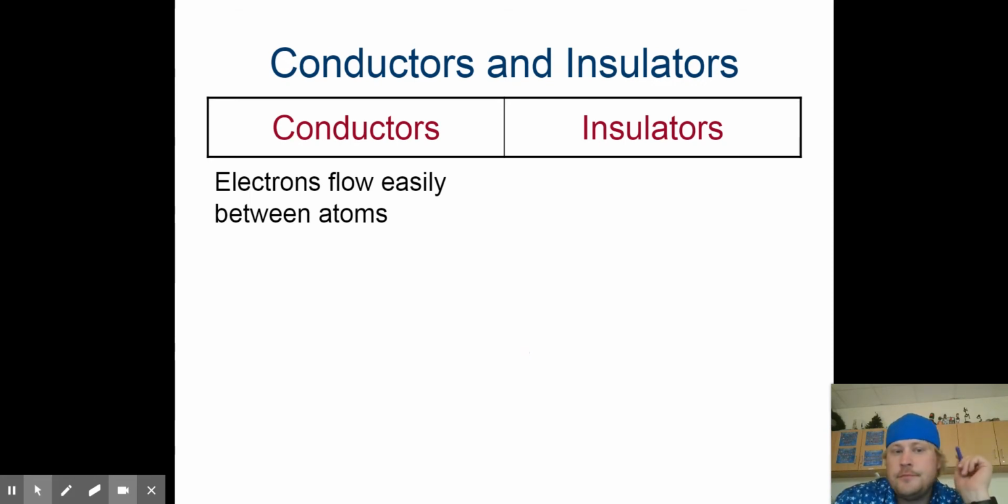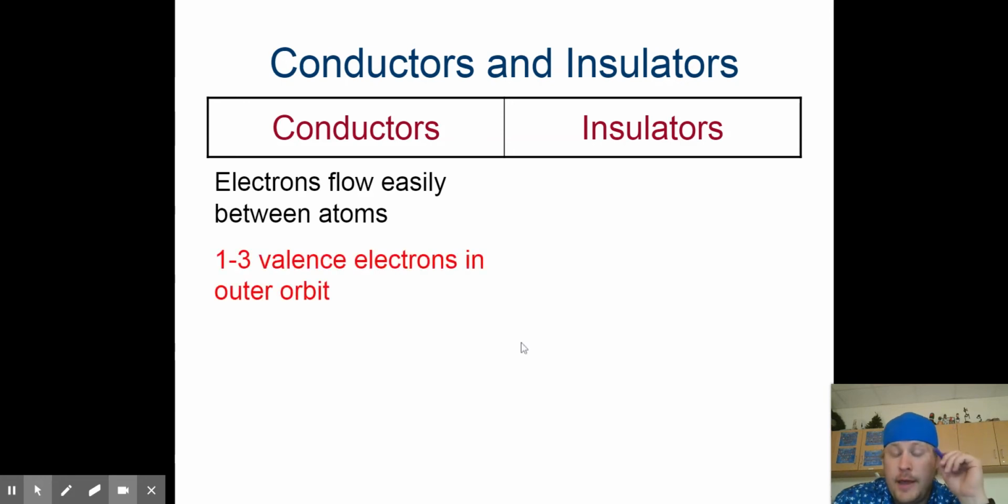What about conductors? A conductor allows electrons to flow easily between the atoms. Right here is the important part that we've been learning about. It's the science behind it: 1 to 3 valence electrons in the outer orbit, which is the outermost level, the valence level. So 1 to 3, because what do we know? It either wants to be completely full or completely empty. And with 1 to 3 electrons, it's easier to get rid of them than to gain, because it's easier to lose 3 than it is to gain 5. So it's a simple math game at this point.